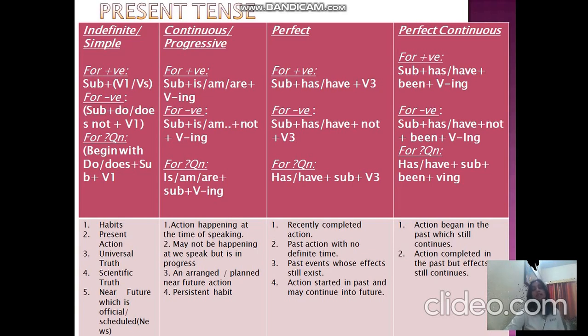Now let's come to continuous tense. What does continuous mean? Happening, right? So we use V-ing, the verb ing form: working, doing, writing. Now in this case, for the verb ing, we have to introduce a be form. Since it is present tense, we will be using is/am/are plus verb ing. So subject plus is/am/are plus verb ing.